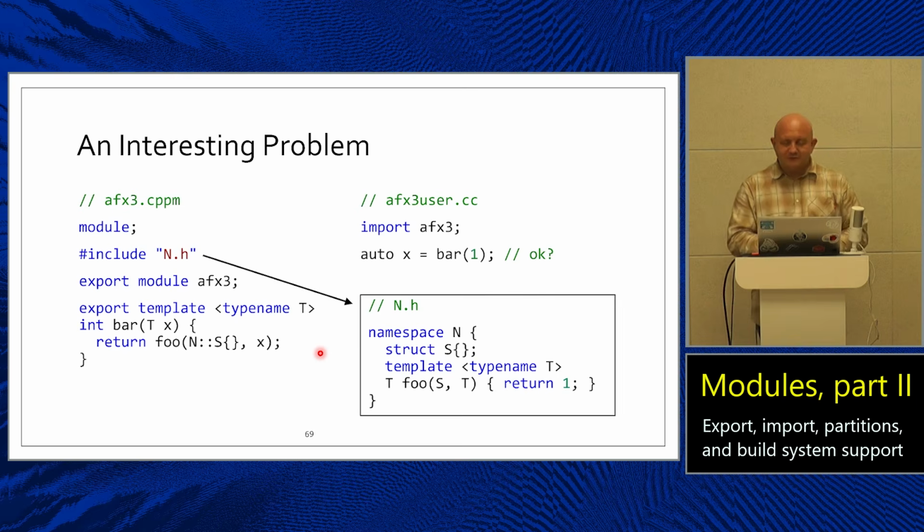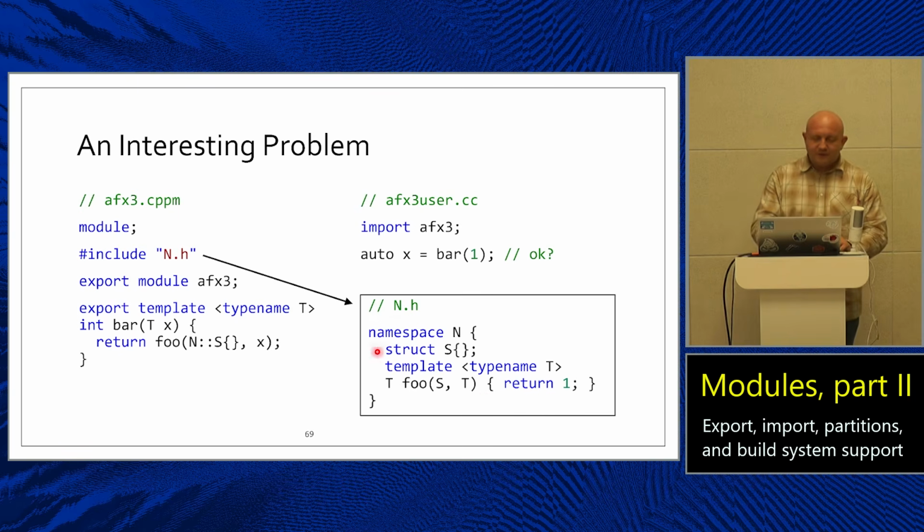Here's the situation. We have a global module fragment that includes a header defining a namespace N with a struct S and a function template foo. Then, in our exported template bar, we call foo of (N::S, x). At first glance, everything looks fine, but what's really going on here?